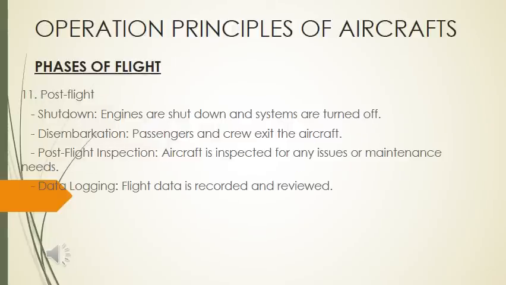Now, we also have the post-flight shutdown, disembarkation, post-flight inspection, and data logging. The first, shutdown. Engines are shut down and systems are turned off. Disembarkation, passengers and crew all exit the aircraft. Number 3, post-flight inspection. Aircraft is inspected for any issues or maintenance needs. And number 4, data logging. Flight data is recorded and reviewed.